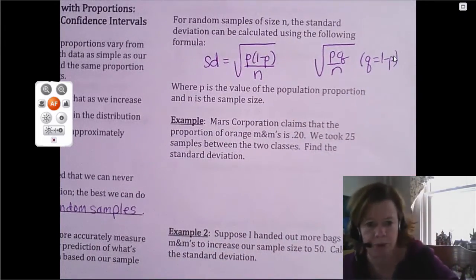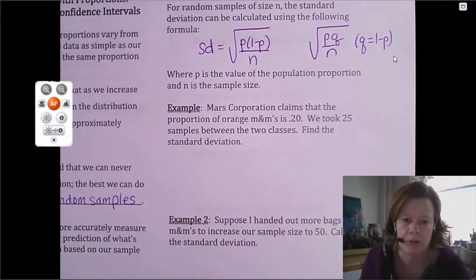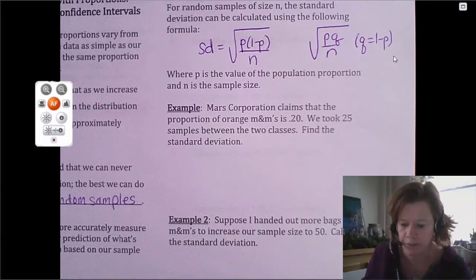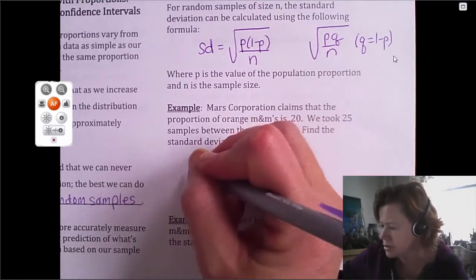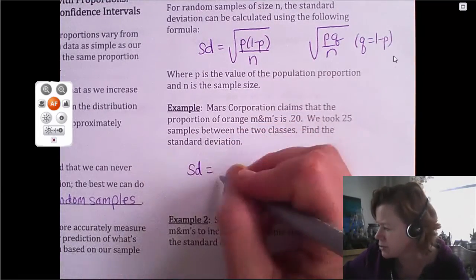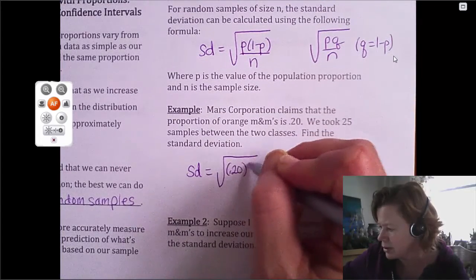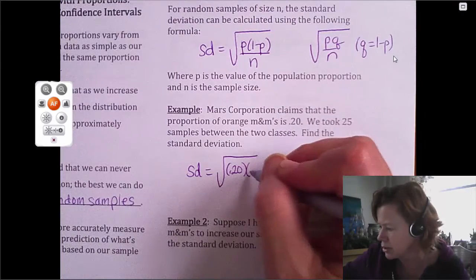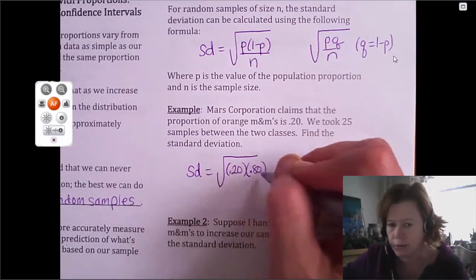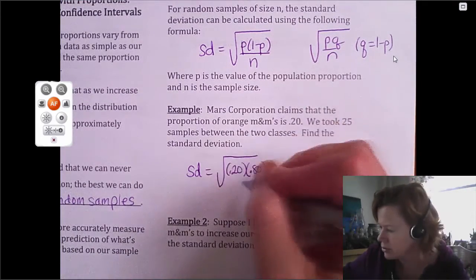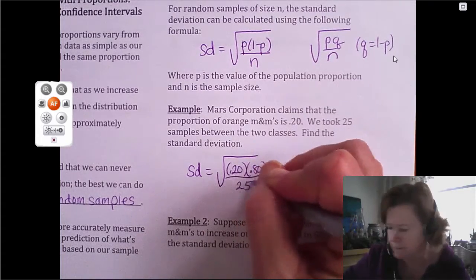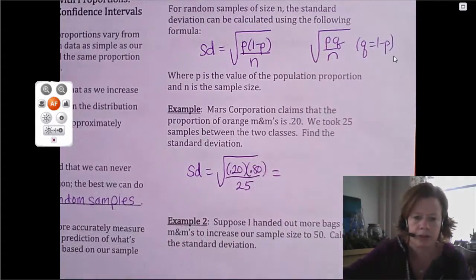Okay, let's do some example problems. Mars Corporation claims that the proportion of orange M&Ms is 0.2. We took 25 samples between the two classes. Let's find the standard deviation. So just practicing that formula. So our standard deviation will be the square root of the proportion of M&Ms we're told are orange, 0.20, times 1 minus that, which is 0.80. So these two numbers in the numerator always add up to 1, and we'll divide that by our sample size. So this is a real quick calculator process.